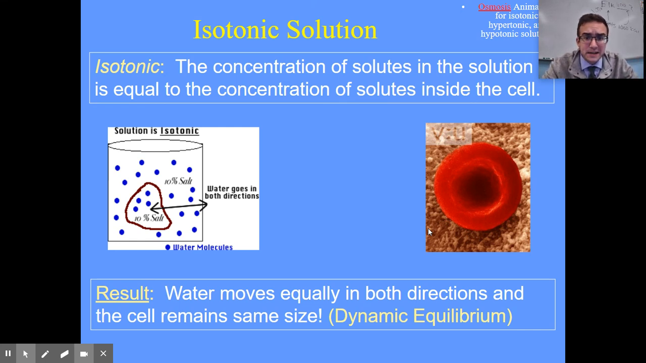So three types: hypertonic, hypotonic, isotonic. My recommendation is to make a T-chart to keep them all straight. So perfect. Yeah, that's all I got.